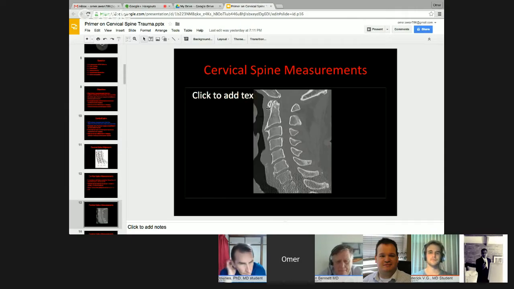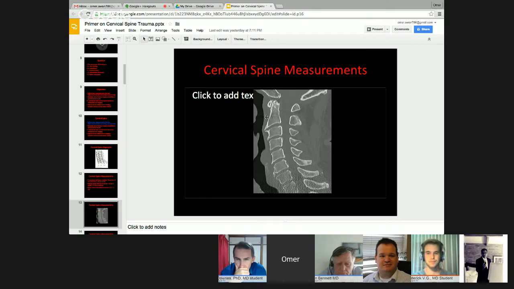So what we mean by this is this. The atlantodental interval is this space here, between the dens, the C2, and the anterior arch of C1. That should be less than 3 millimeters in adults, less than 5 millimeters in children. And then the interval between the tip of the odontoid process, or the dens, and the basion, this interval here, should be less than 9.5 to 12 millimeters.